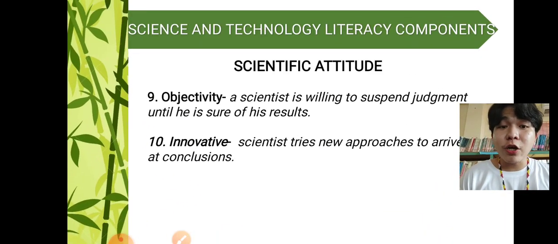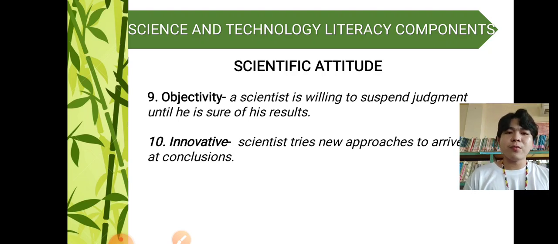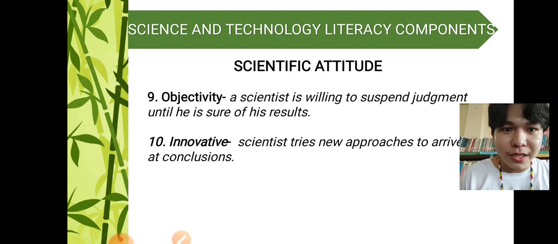And number 9, objectivity. A scientist is willing to suspend judgment until he is sure of his results. So we have two, objective and subjective. When we talk about objective, you tend to achieve what is within your objective. That is the nature of objectivity.